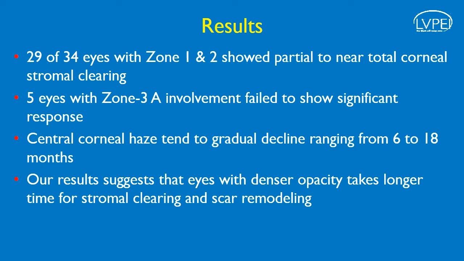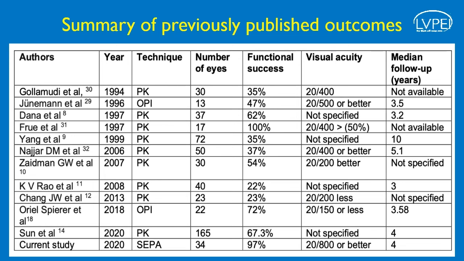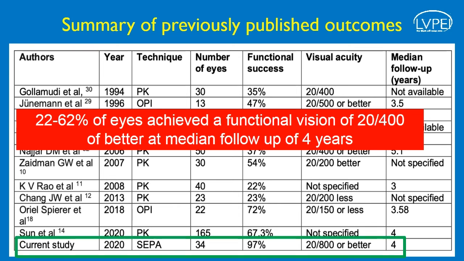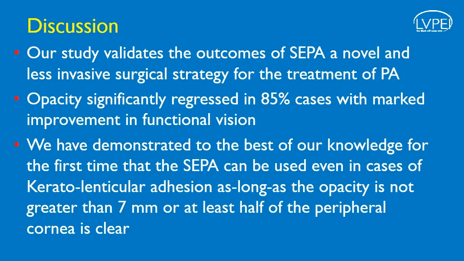The cornea tends to clear even beyond 12 months, so perhaps this may be related to the remodeling ability of younger children. Over the last 3 decades, the literature primarily focused on anatomical success has shown a modest outcome, and only 20 to 60% of them achieved 20/400 or better vision at a median follow-up of 4 years. In the current study, most cases showed significant improvement, and vision continued to improve over a period of time. Our study validates the long-term outcome of SEPA.